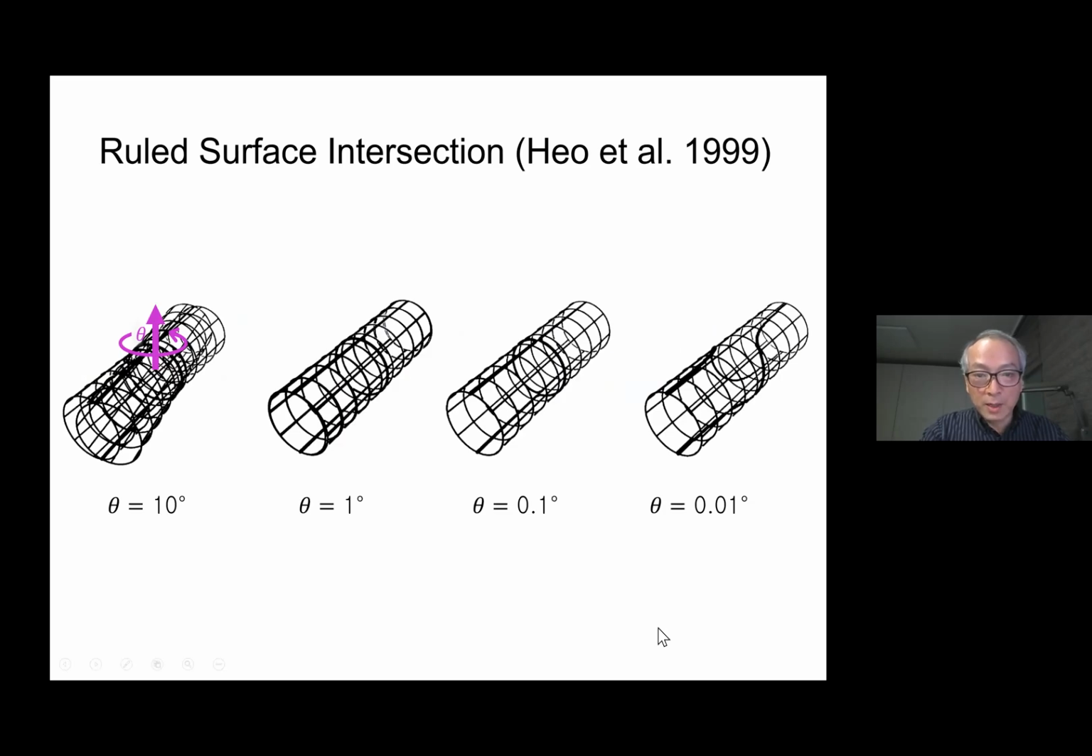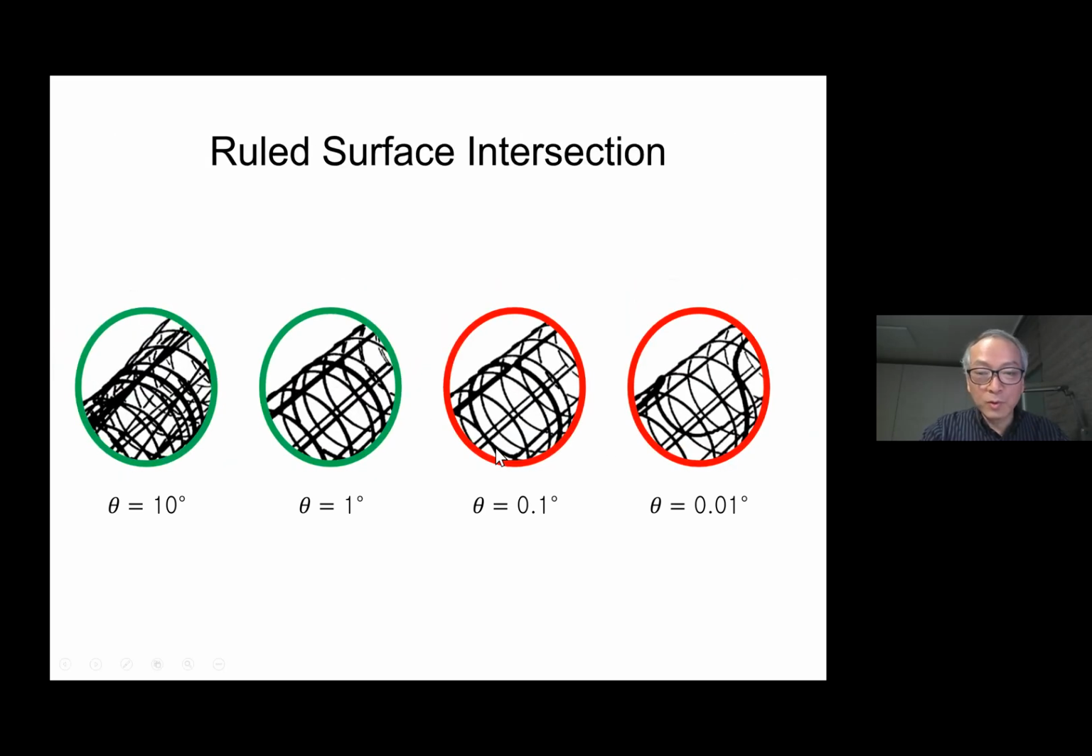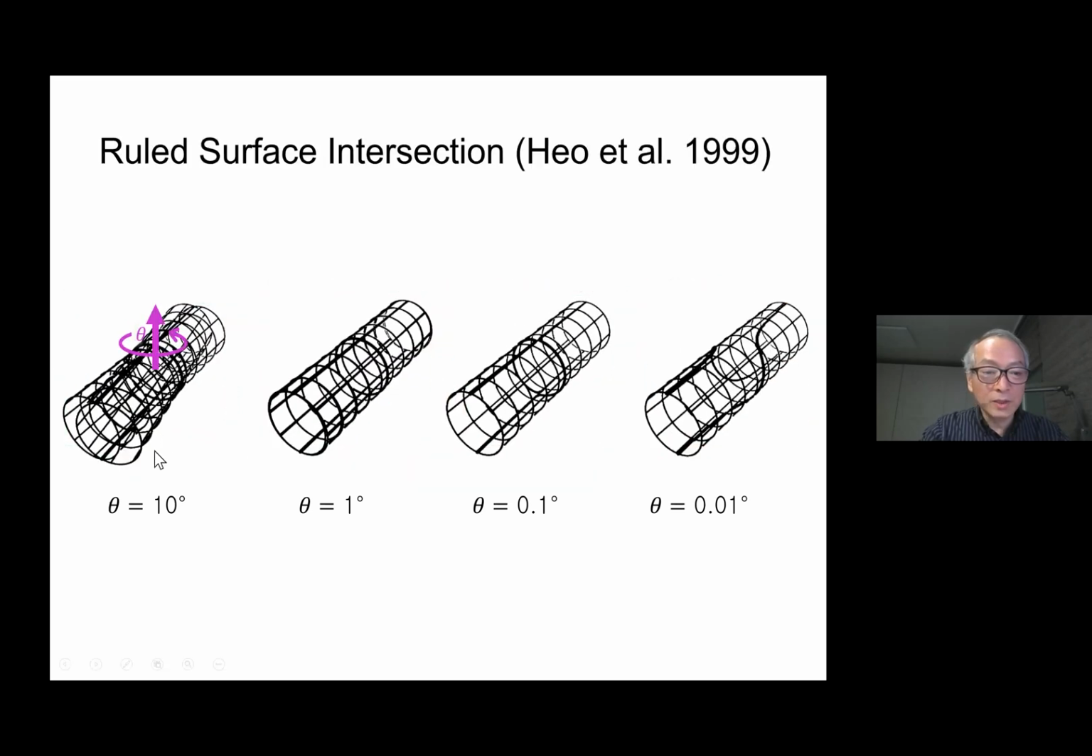So we will consider surface intersection. Twenty years ago, Gershon suggested to my former PhD student to intersect two almost identical cylinders. We start with two cylinders whose axes make an angle of 10 degrees. So these two cylinders are definitely different cylinders.